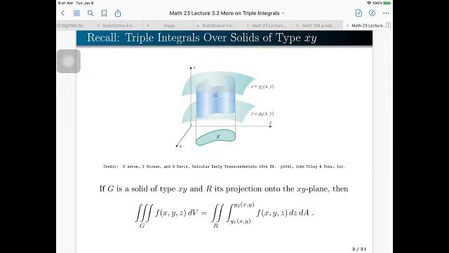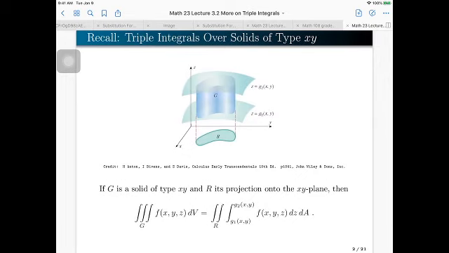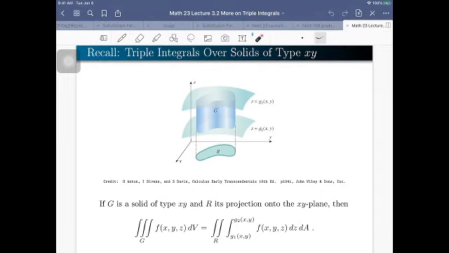So let's recall when is a solid of type xy. And this is the more common solid that we will be considering in this class, right? Because this is more natural that you project something to the ground, no? And our ground here is the xy plane. So a solid is of type xy if there is a projection onto the xy plane, and this is R.